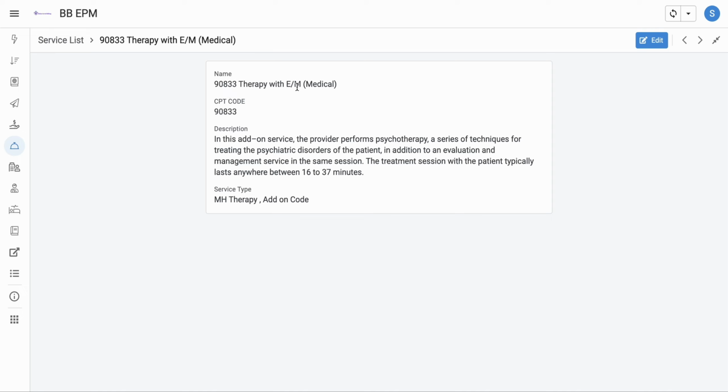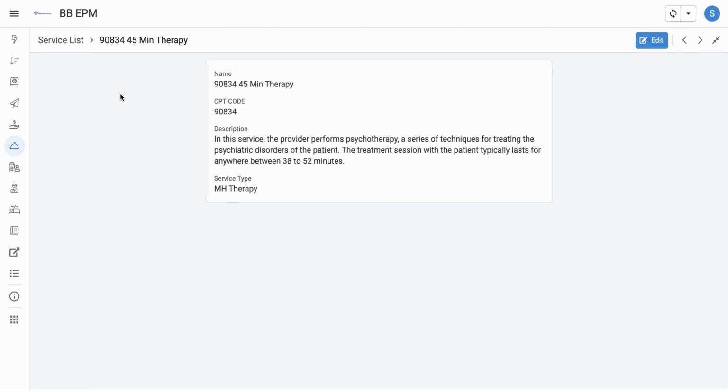In this add-on service, the provider performs psychotherapy, a series of techniques for treating psychiatric disorders of the patient, in addition to an evaluation and management service in the same session. So that part is important. The treatment session with the patient typically lasts anywhere from 16 to 37 minutes. Let's take a look at the next one.